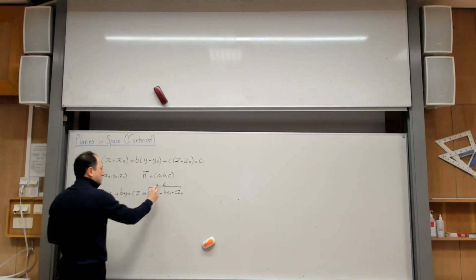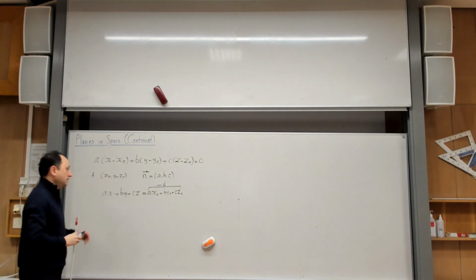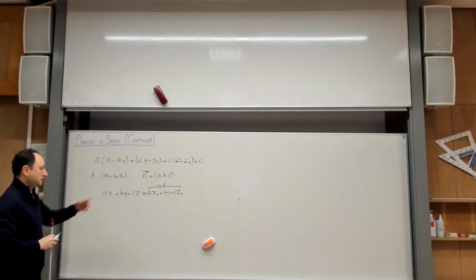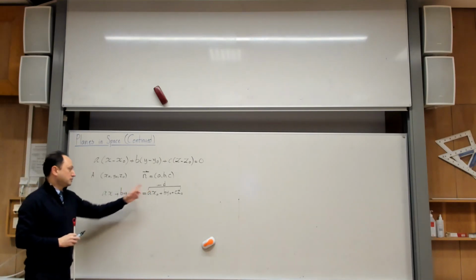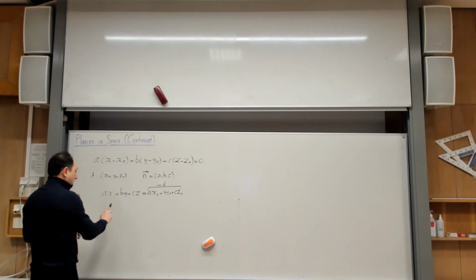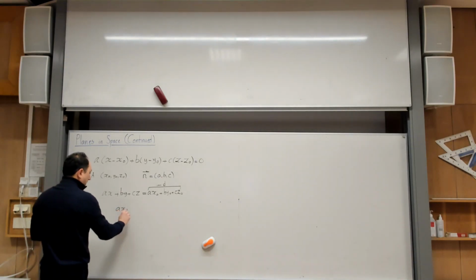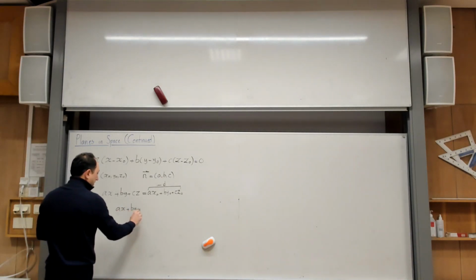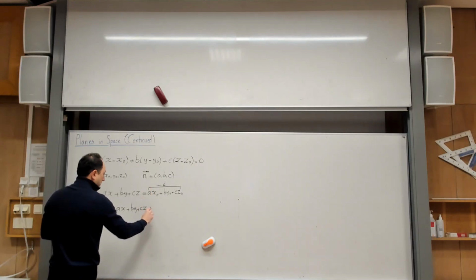Yes, I think minus d is better here. Okay, I can call it d or minus d, but I call it minus d because I want to move it to the other side. So then what happens? This becomes ax plus by plus cz, and then I move it to the other side. It becomes d equals 0. So this should look familiar to you.